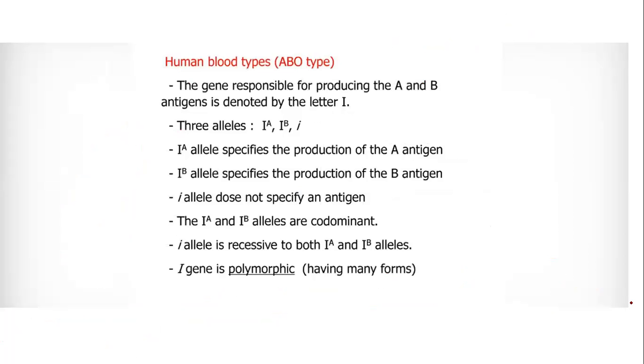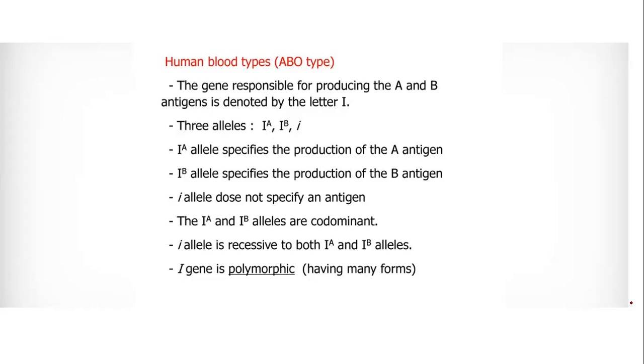Now we are moving toward the blood group, human blood type ABO. ABO is an excellent example of multiple alleles. The gene responsible for producing the A and B antigen is denoted by the letter I. There are three alleles: IA, IB, and small i. The IA allele specifies the production of A antigen. The IB allele specifies the production of B antigen. The i allele does not specify any antigen.